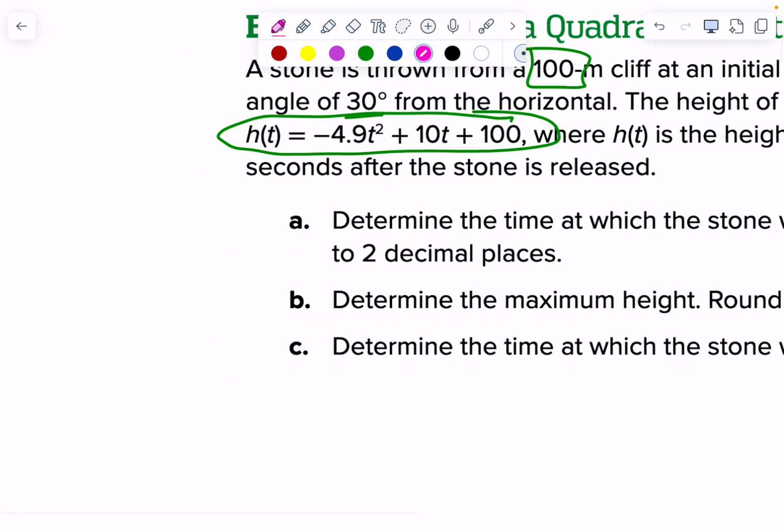Is this an up or down parabola? Here's my cliff right here, and it's doing one of those. It's a downwards parabola. So you don't see this half of the parabola, because that would be on that side of the cliff. But there is that.